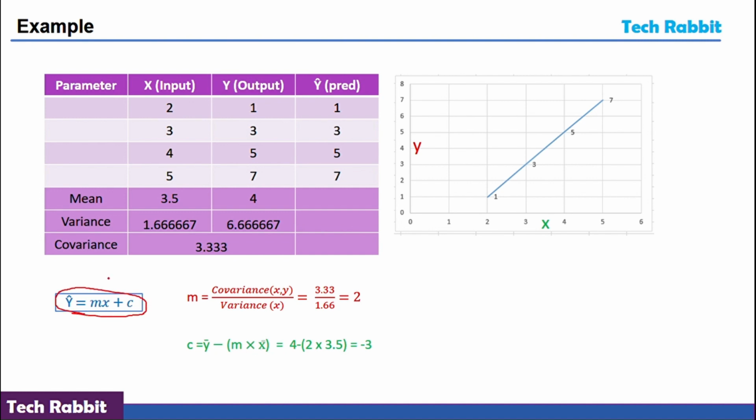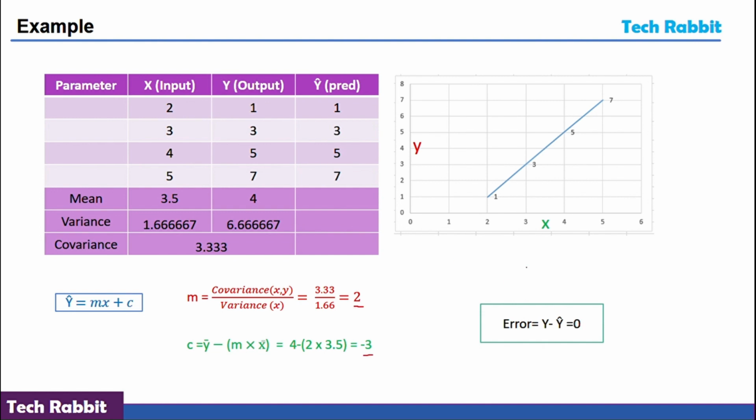We put these values of m and c in this formula for all the values of x. So we get the output values 1, 3, 5, 7. The formula for the error is y minus y hat. If you closely look at the values of y minus y hat, both are similar. That means the error is equal to 0.